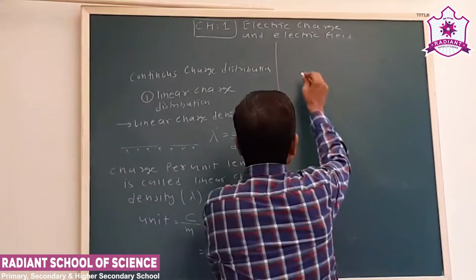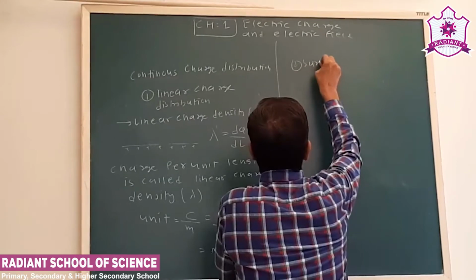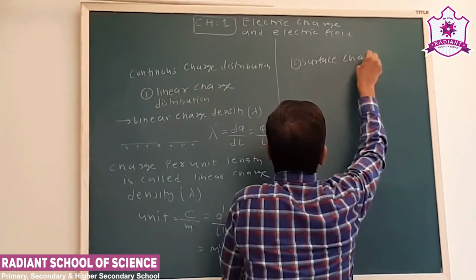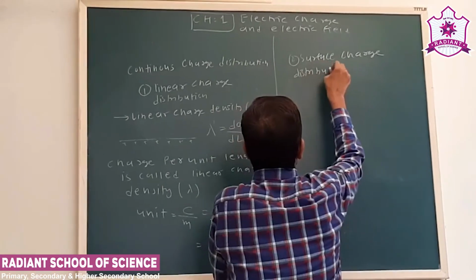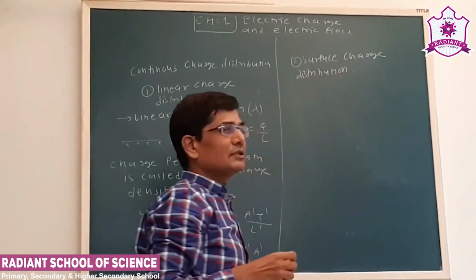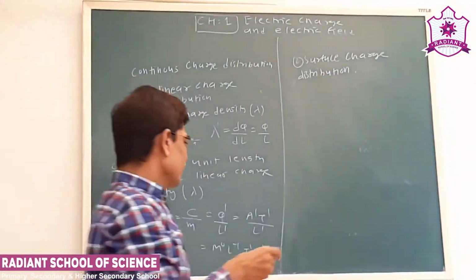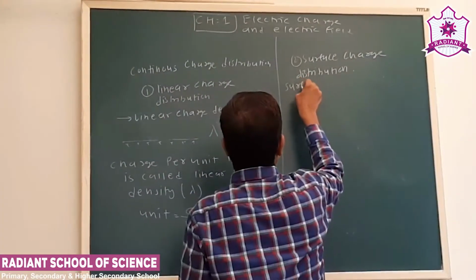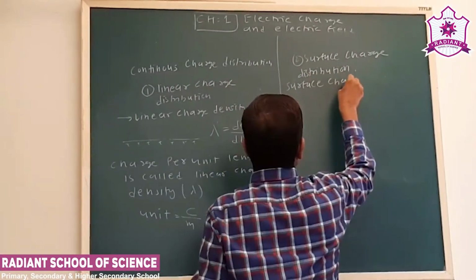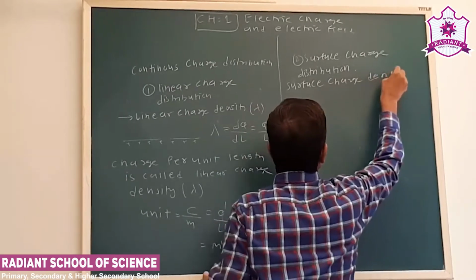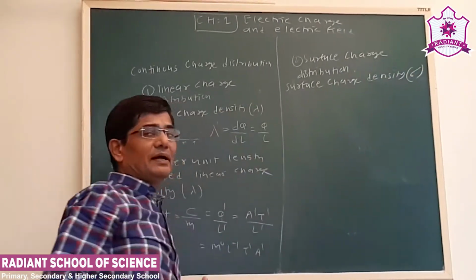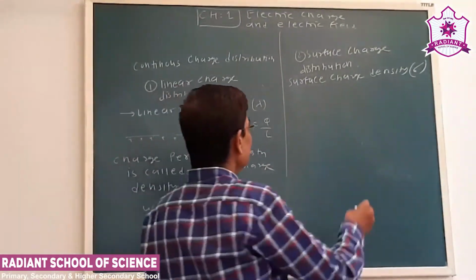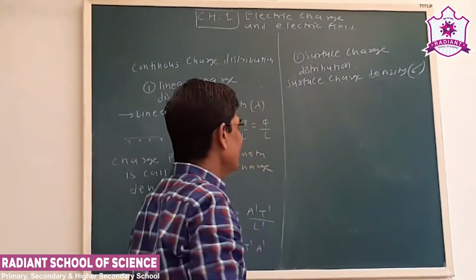Next, we have to see the surface charge distribution. Now, the surface charge distribution is given by surface charge density, sigma. We know sigma is a Greek symbol. Okay, how do we define surface charge density?